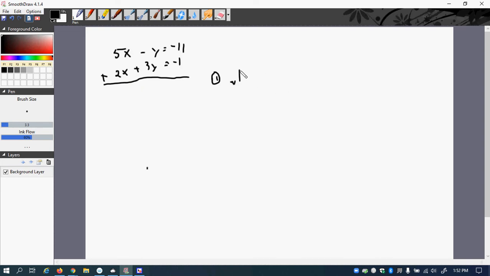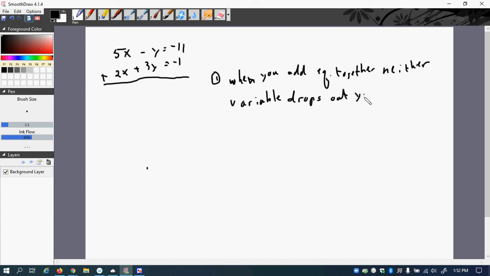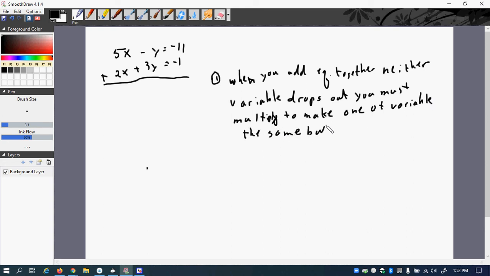So when you add the equations together and neither variable drops out, you must multiply to make one of the variables the same but opposite in sign.